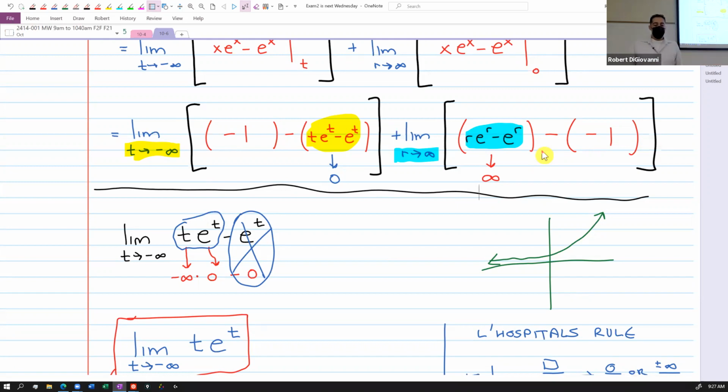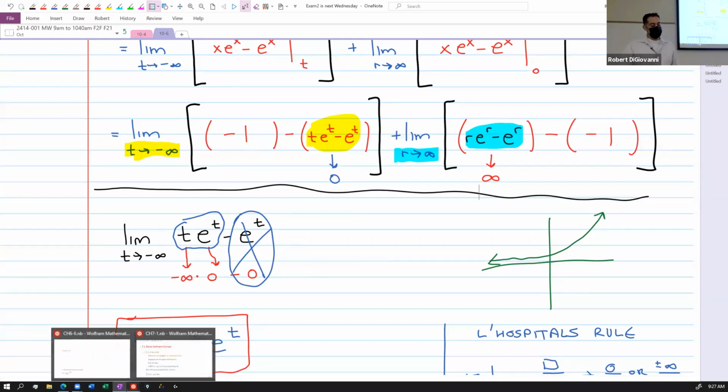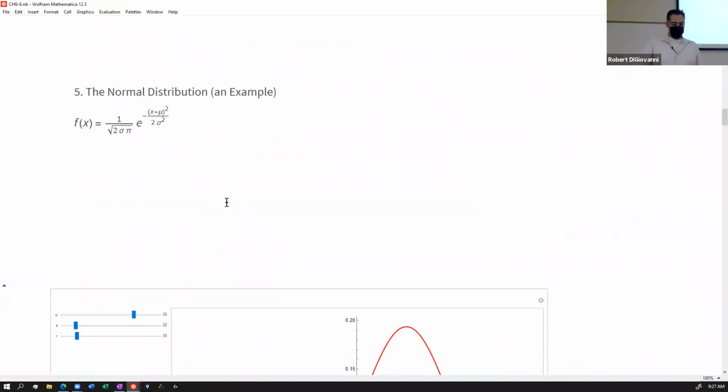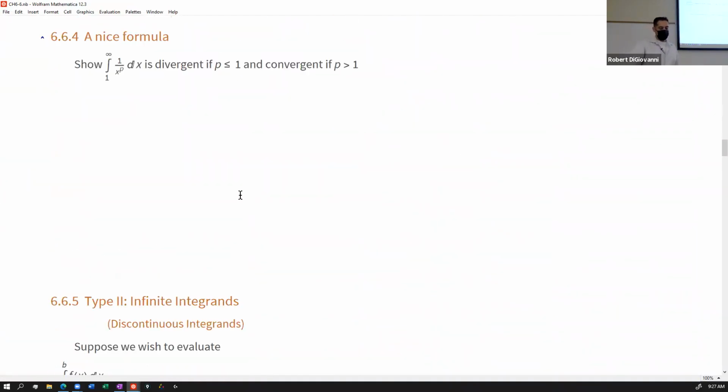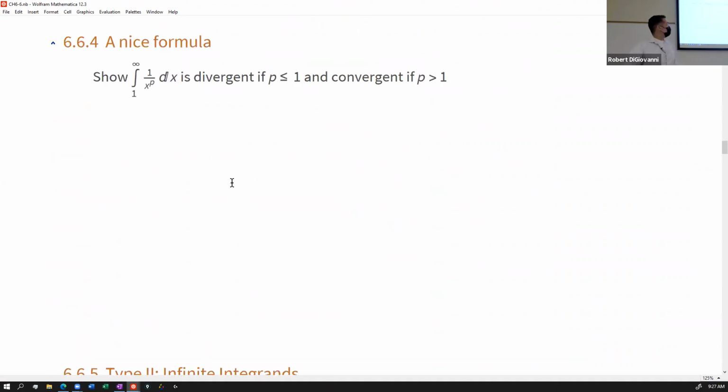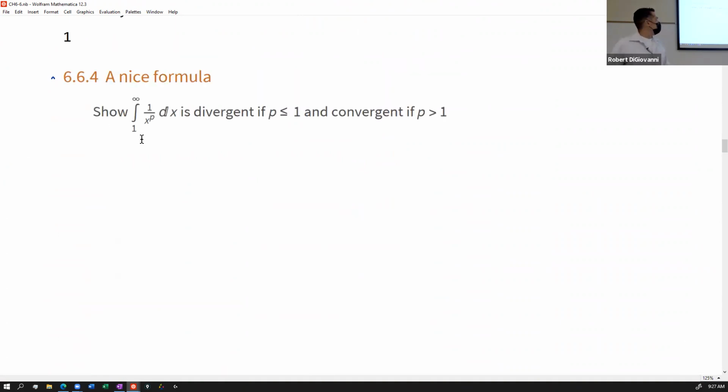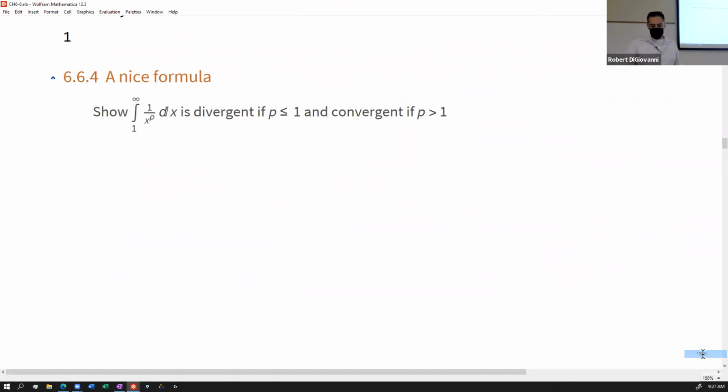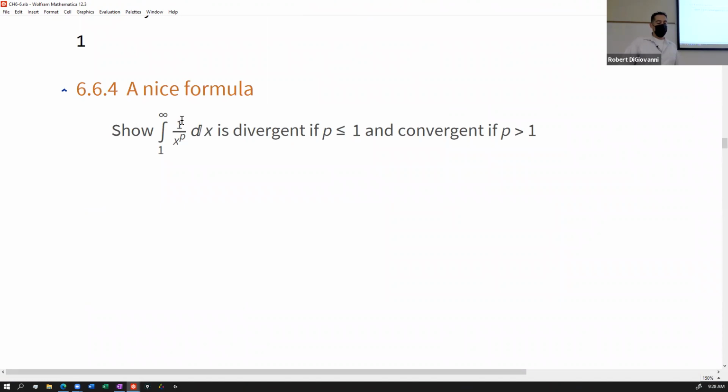All right, we are ready to move on to the next part of this section 6.6. I talked about the p-integral formula last time. We actually proved this formula last time, right? Let's just recap what this was saying again. It said that if you're looking at the integral from 1 to infinity of 1 over x to any power p, it will diverge if p is less than or equal to 1 and converge if p is greater than 1.